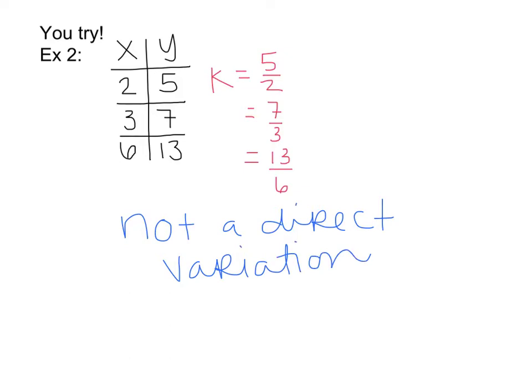Since it isn't a direct variation, you cannot say what the k value is, what the constant is, and you also cannot write an equation.